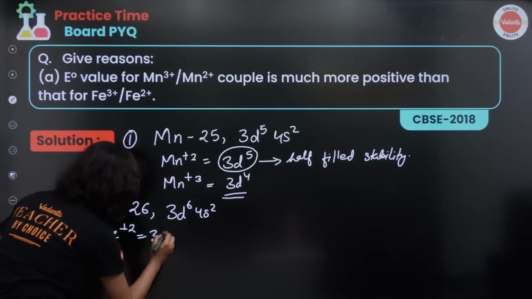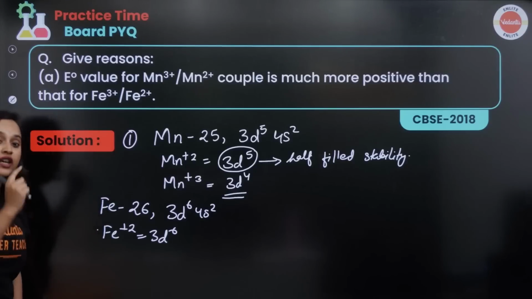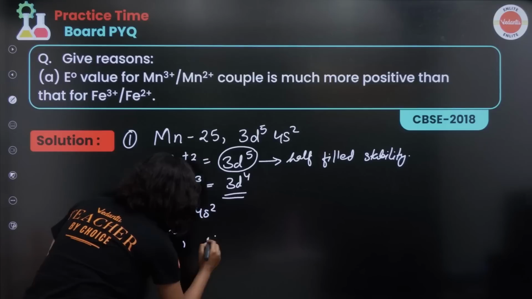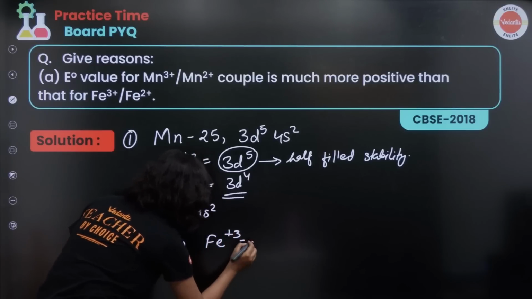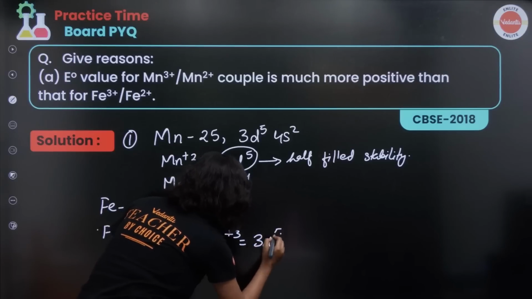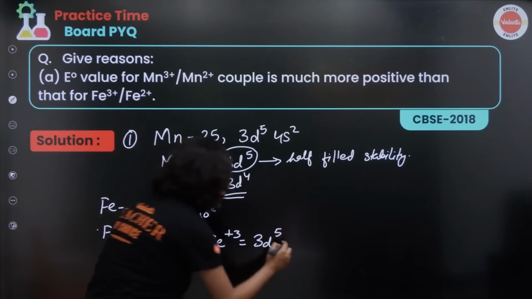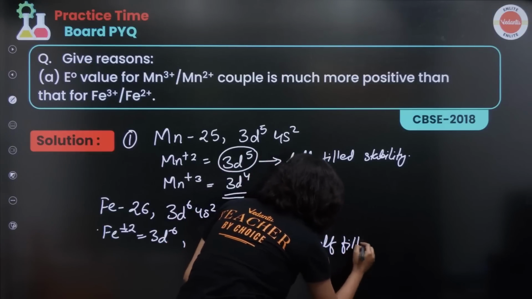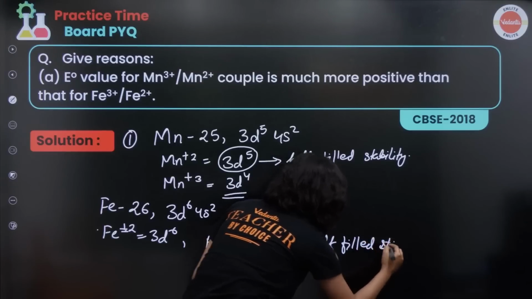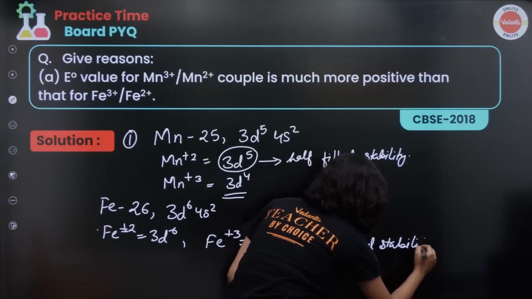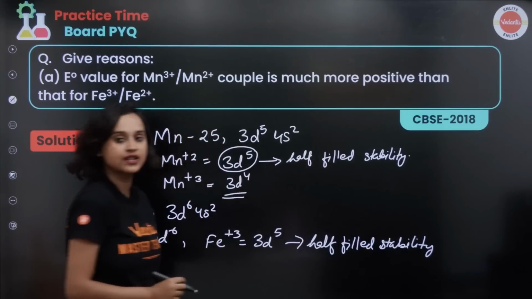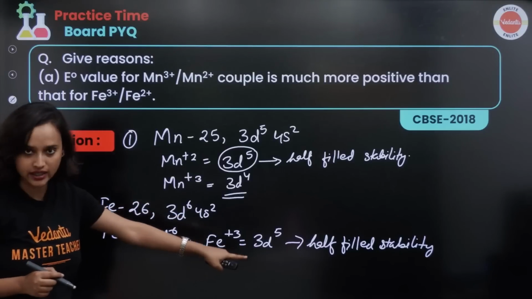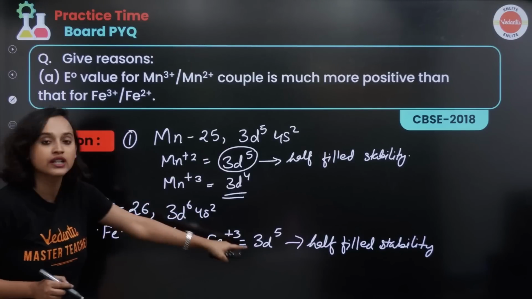Fe+2 will have 3d6. It would want to give away another electron so that it can go to Fe+3, which is 3d5. Once again, half-filled stability. Do you see it, my dear student? Yes, this is half-filled stability, which is why Fe has the tendency to lose another electron.